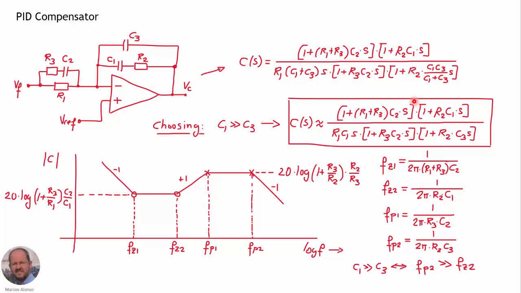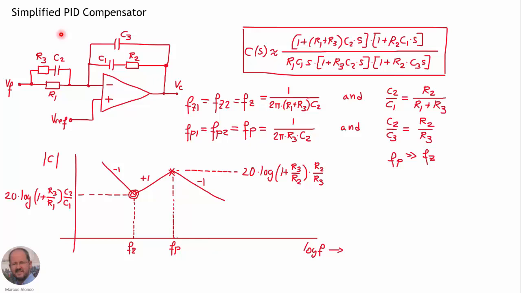So if we represent the response of the compensator here as a function of the frequency, then we will get the pole at the origin, then we have the zero number 1, we get the zero number 2, then we get pole number 1 and then pole number 2. The level of the gain here is this value, and the level of the gain here is this other value. So in order to make this expression valid, we have to make the zero number 2 have a frequency much lower than the pole number 2, which is easy to achieve.